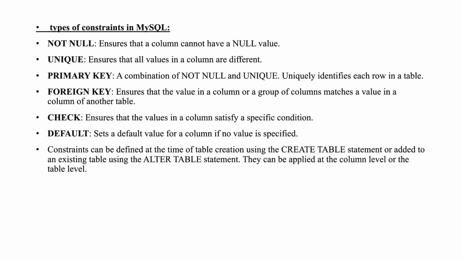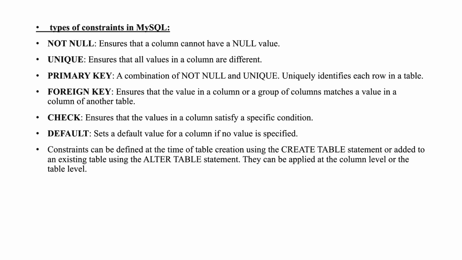Okay. Next one is unique. Unique constraint ensures that all the values in a column are different. For example, consider the ID column. In the ID column, there are three IDs: 1, 2, 3. Then when you try to insert 1 again, it will not be allowed to insert 1 again into that ID column. Unique means all the values in that column are different.